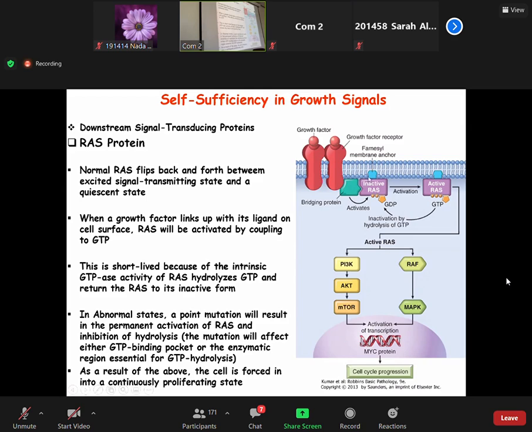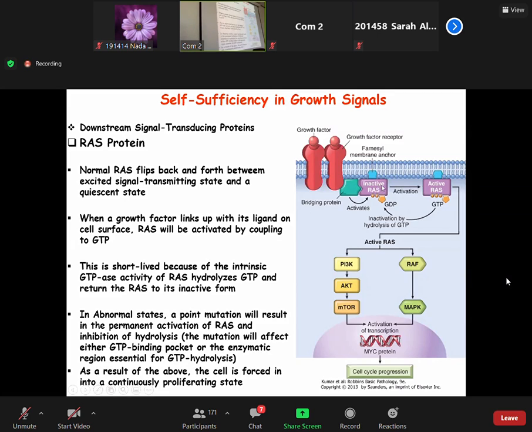Why? Because the GTP itself that binds the RAS and activates it has what you call a GTPase activity. So the GTPase is going to cleave the GTP from the RAS, and as a result of that, the RAS is going to be rendered inactive again, and the bridging protein is going to come in and fix it in place again in its inactive form, okay?